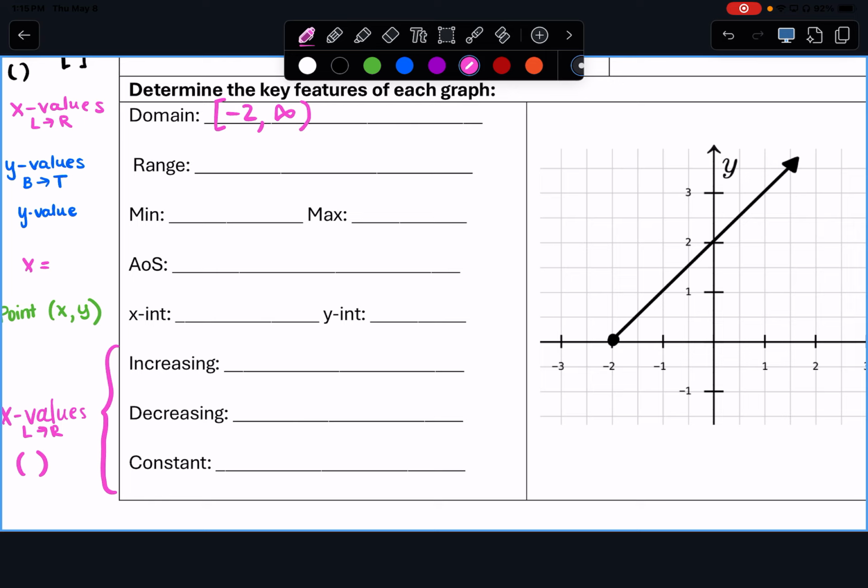Now, range. What is the smallest Y value? 0. And the biggest is going to go to? Positive infinity. Yep, and so 0 gets a bracket and infinity gets a parentheses.